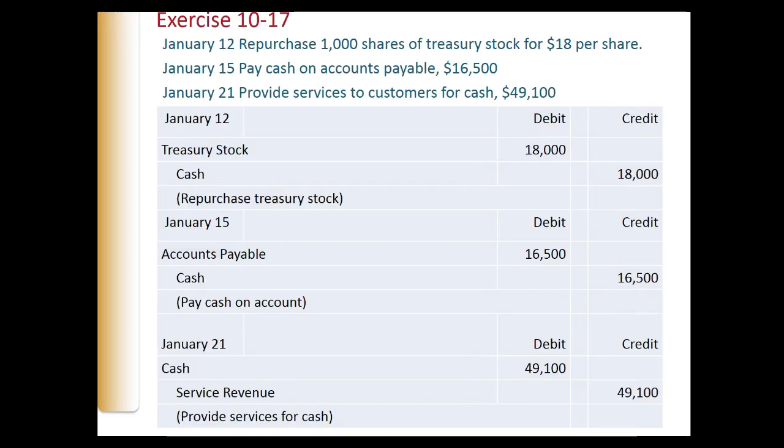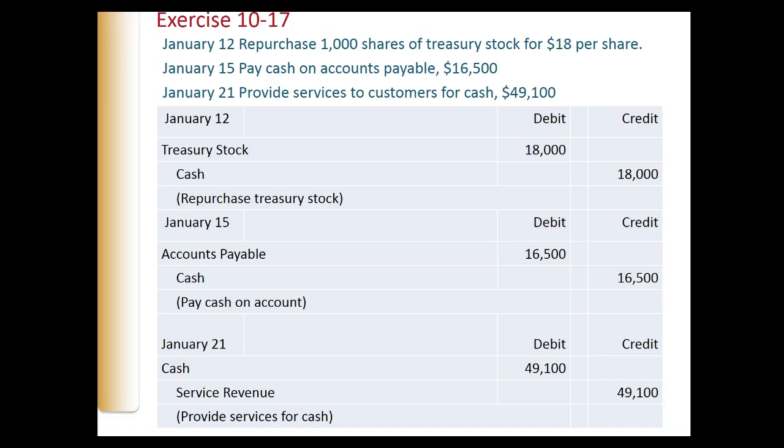January 12th, repurchase 1,000 shares of treasury stock for $18 per share. Remember, with treasury stock, we do not care about the par value, but we will care about what this amount here is. We repurchased for $18 a share, so when we reissue it, this is important to know. So we debit our treasury stock for $18,000. We will credit our cash for $18,000.